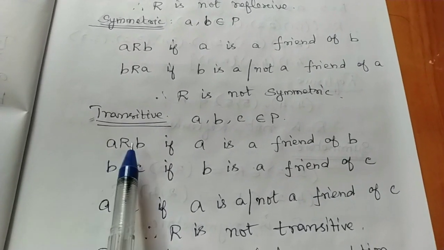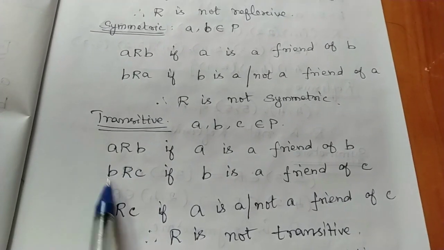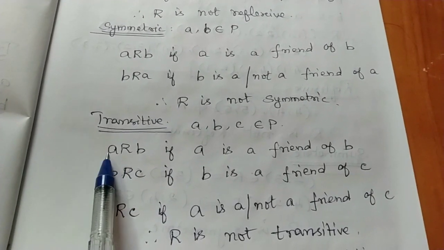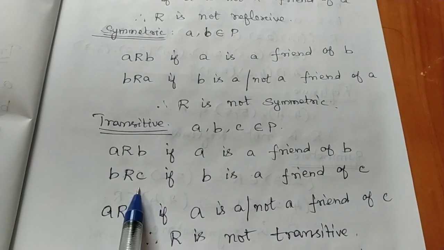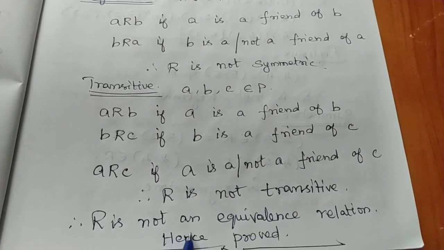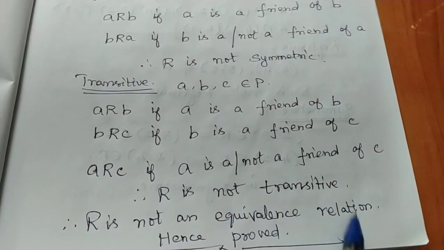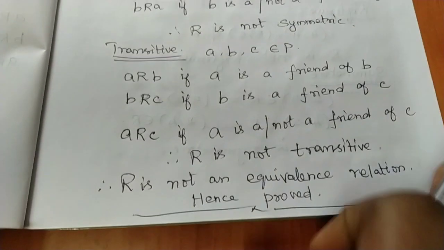A is related to B, that is, A is a friend of B. B is a friend of C. But A and C may or may not be friends. So the relation is not transitive, hence it is not an equivalence relation. We wanted to prove that it's not an equivalence relation. Hence proved.